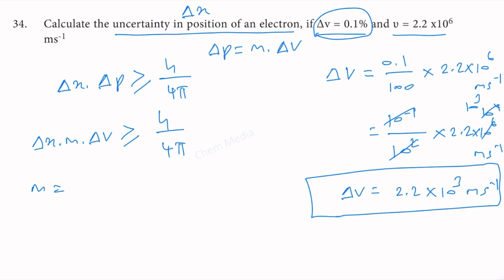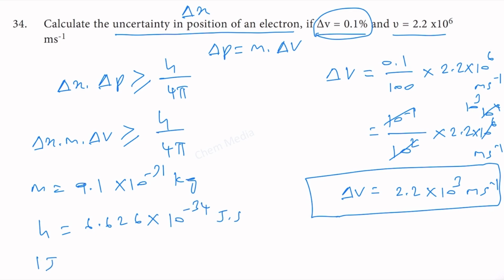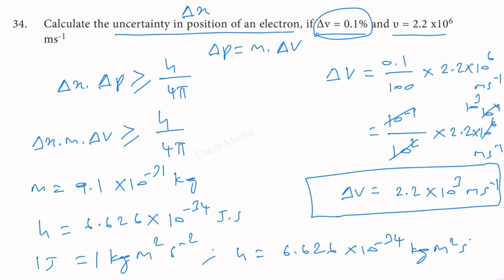M is equal to 9.1 times 10 to the power minus 31 kg and Planck constant is equal to 6.626 times 10 to the power minus 34 joule second. 1 joule is equal to 1 kilogram meter square per second square. Therefore, h is actually equal to 6.626 times 10 to the power minus 34 kilogram meter square per second.